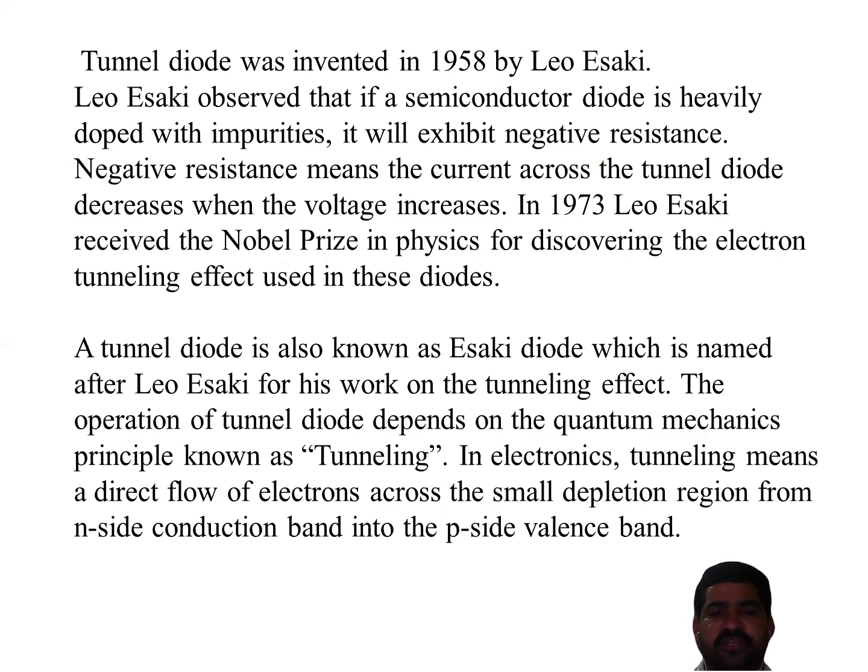So, who invented the tunnel diode? Tunnel diode was invented in 1958 by Leo Esaki. Leo Esaki observed that if a semiconductor diode is heavily doped with impurities, it will exhibit negative resistance property. So, what is meant by negative resistance? Negative resistance means the current across the tunnel diode decreases when the voltage increases.